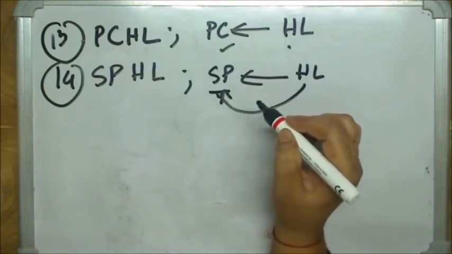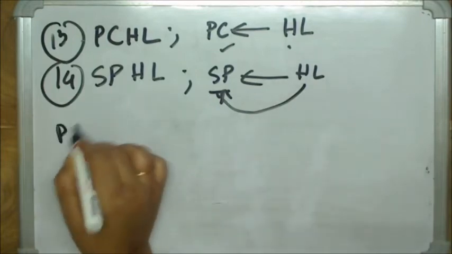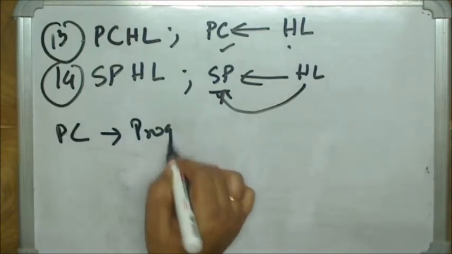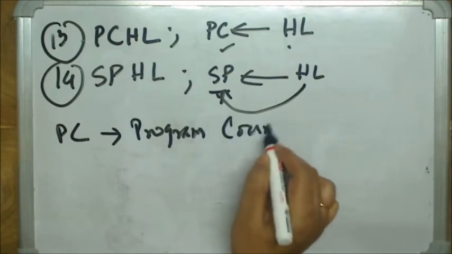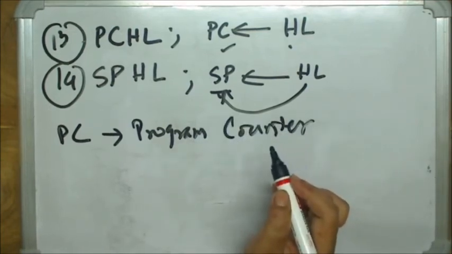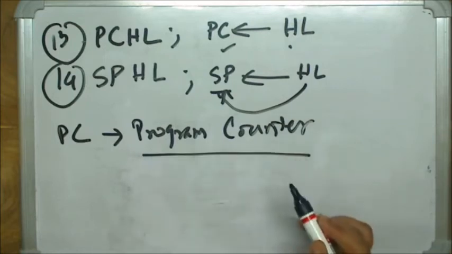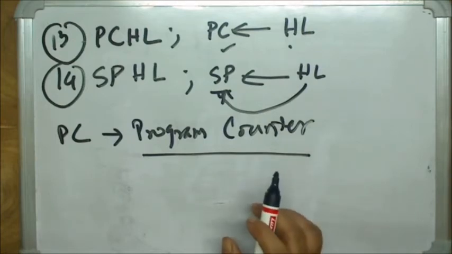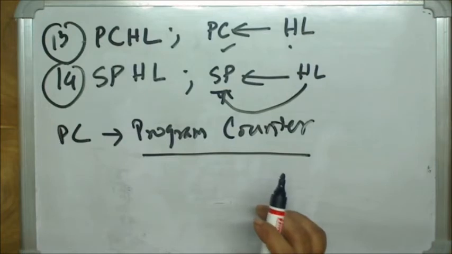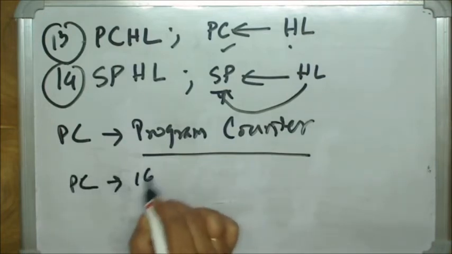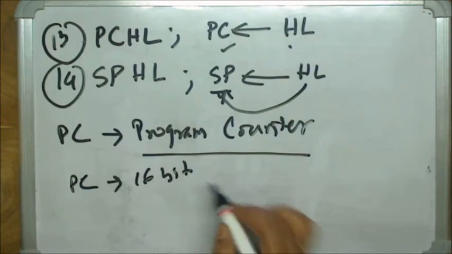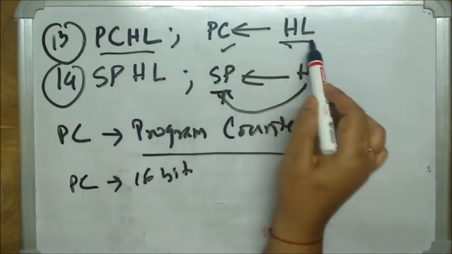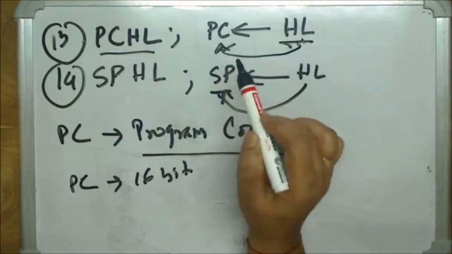Understood? Now let us understand them properly. What does PC mean? PC means program counter. What does the program counter contain? You understand the architecture. It contains the address of the next instruction to be executed, and it gets incremented automatically. Hope you have learned this in the theory classes. Now PC is a 16-bit register. It contains 16-bit data. So if you write PCHL, whatever value is there in HL pair will get loaded in the program counter.